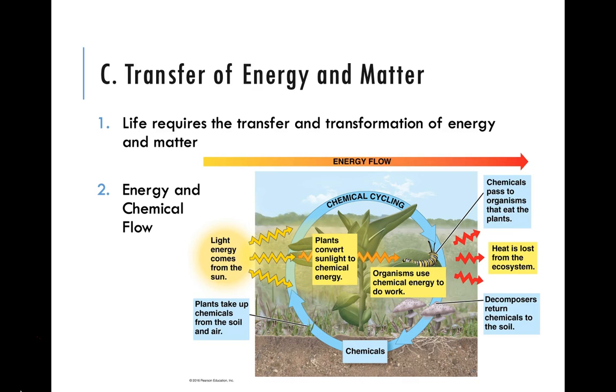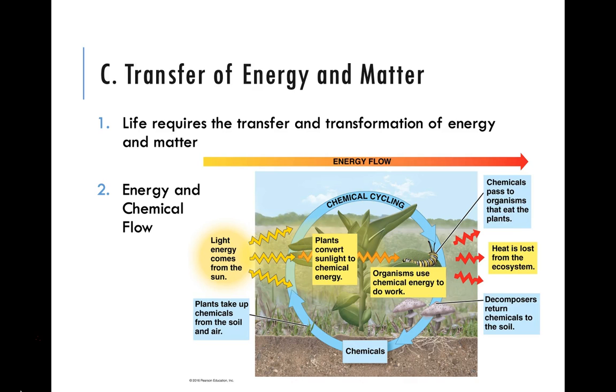Everything that an organism does requires energy. That could be moving, reproducing, growing, performing cellular work, maintaining the body. All of that requires energy, and the ultimate source of that energy is the sun. And so all living organisms are therefore dependent on those that can harness that energy and transform it into usable energy.